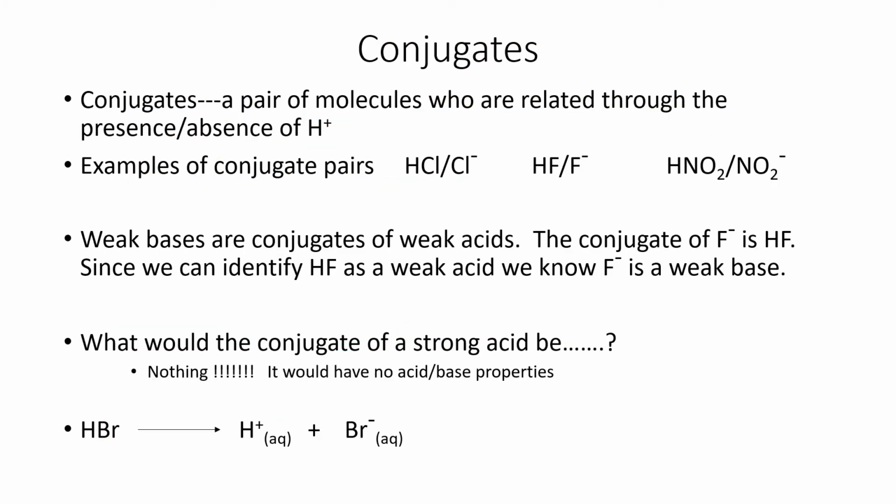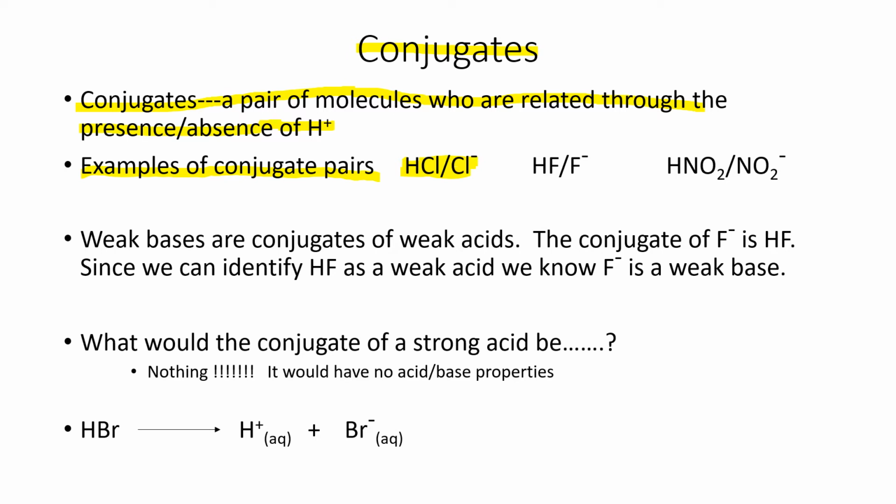So we want to look at the idea of conjugates. Conjugates are a pair of molecules who are related through the presence or the absence of H plus. That's the difference. In this pair of molecules, one of them will have the H plus, one of them will not have the H plus. So some examples of some conjugate pairs. HCl and Cl minus. If you look at HCl and Cl minus, the HCl has the H plus, the Cl minus doesn't. They're a conjugate pair.